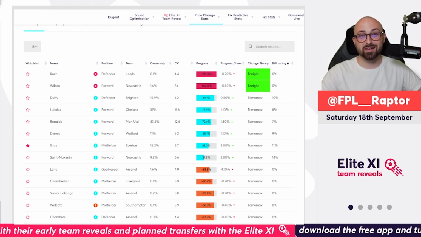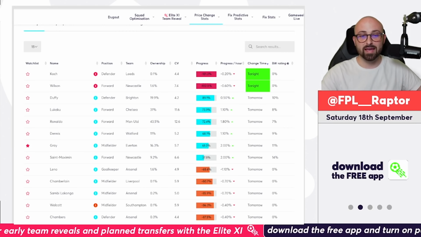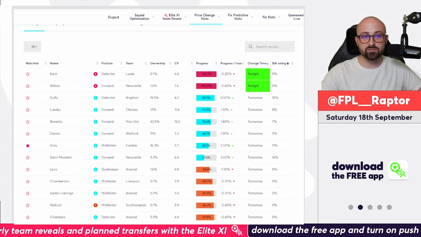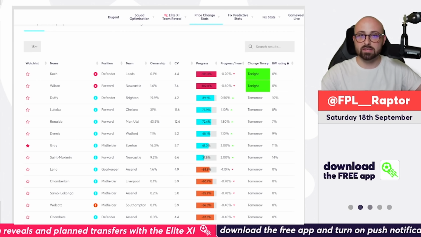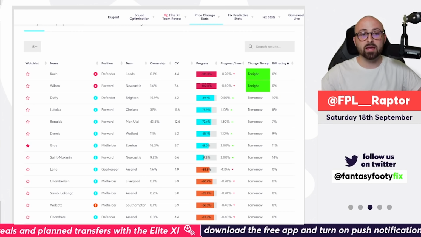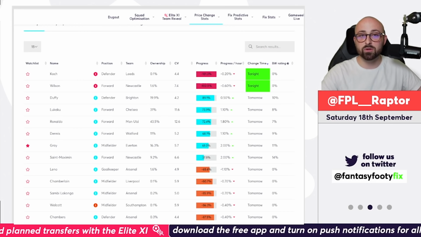And St. Maximan, after his little haul yesterday, could definitely be rising in price soon. But again, these players that I've just mentioned here, Duffy, Lukaku, Ronaldo, Dennis, Gray, and St. Maximan, they don't look like they're going to rise tonight. It will probably be tomorrow or Monday. But this is what you can do. You can sort it by change time. You can sort it by progress per hour.